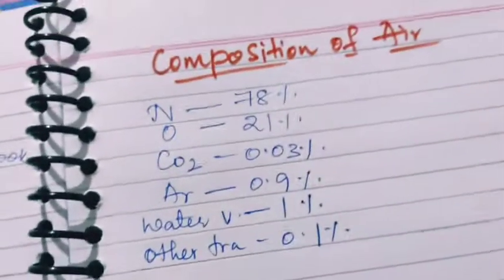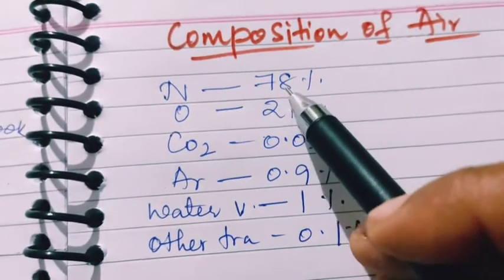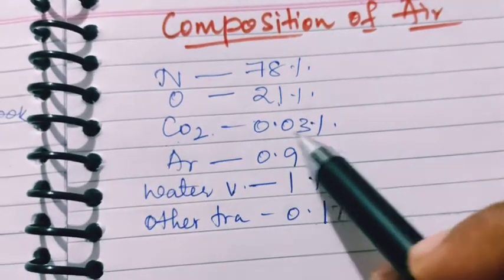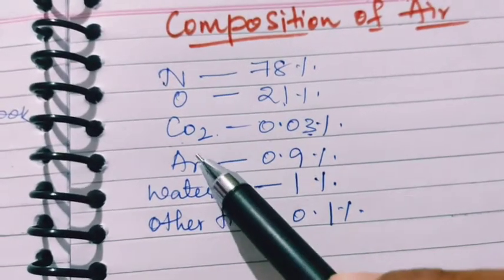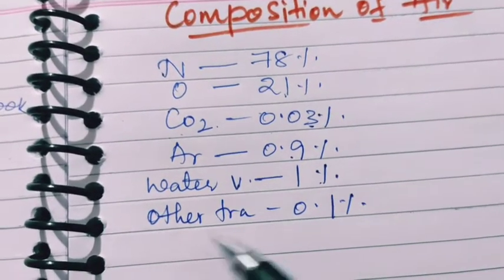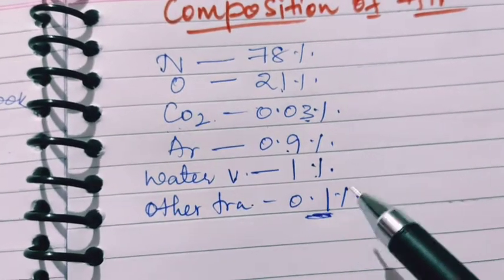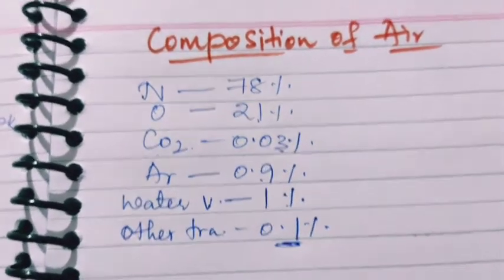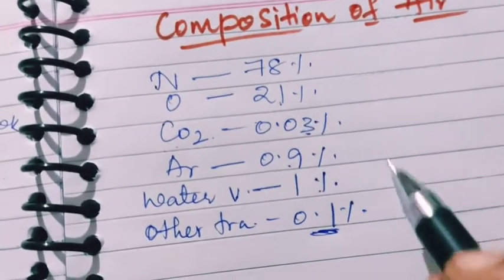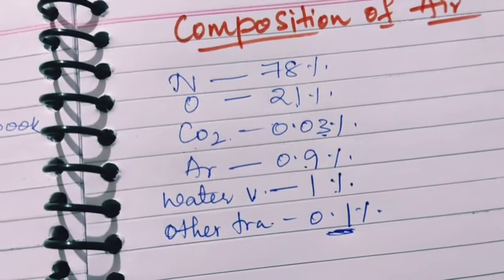Last, we should know the composition of air. Here nitrogen is 78%, oxygen 21%, carbon dioxide 0.03%, argon 0.9%, water vapor 1%, and other traces of gases 0.1%. If there is any disturbance in the air, or in the natural environment like air or water, it is known as pollution.